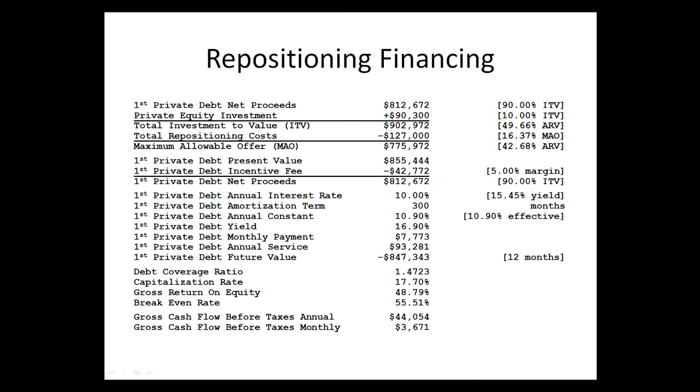Now here's the repositioning financing. Now that we know what the ARV is, we want to determine what the maximum offer will be based upon the private debt parameters. So let's calculate the maximum allowable offer.